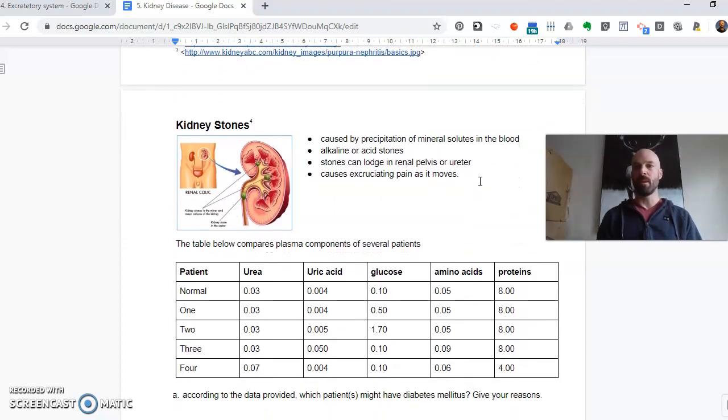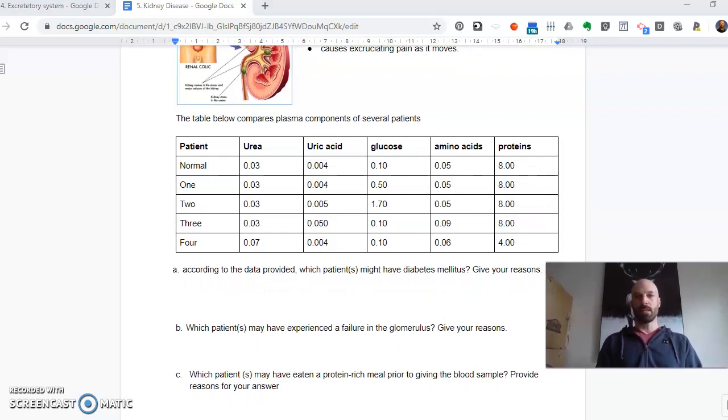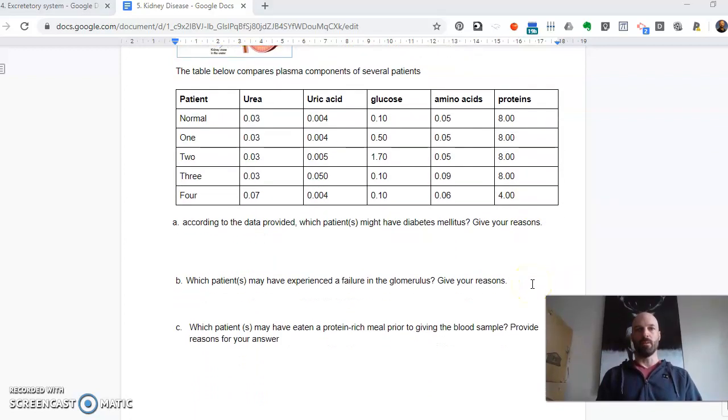So some of the ions can precipitate and form mineral solids inside the renal pelvis and then in the ureter, and so they form little stones and they get stuck, and then passing a stone can be really painful. And one way that they decrease the size of the stones is that you can use ultrasound to sort of blast the stones. So I want you to try this, and I'll post the answers later in the week.